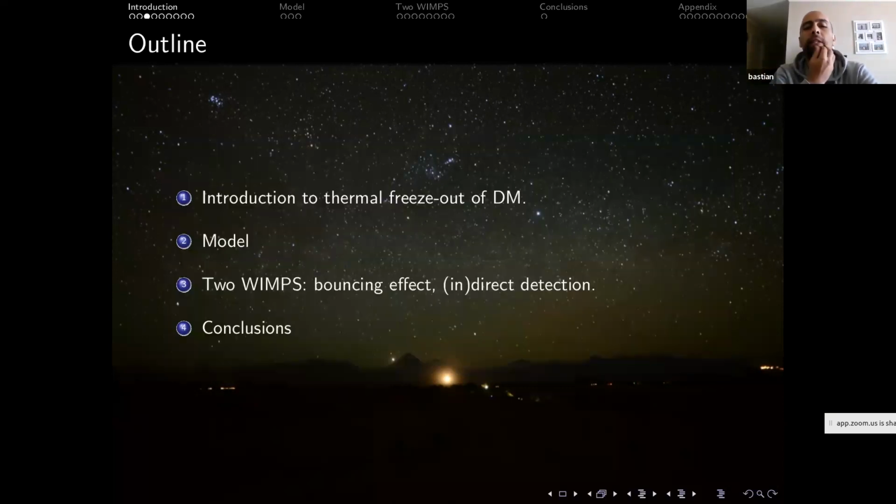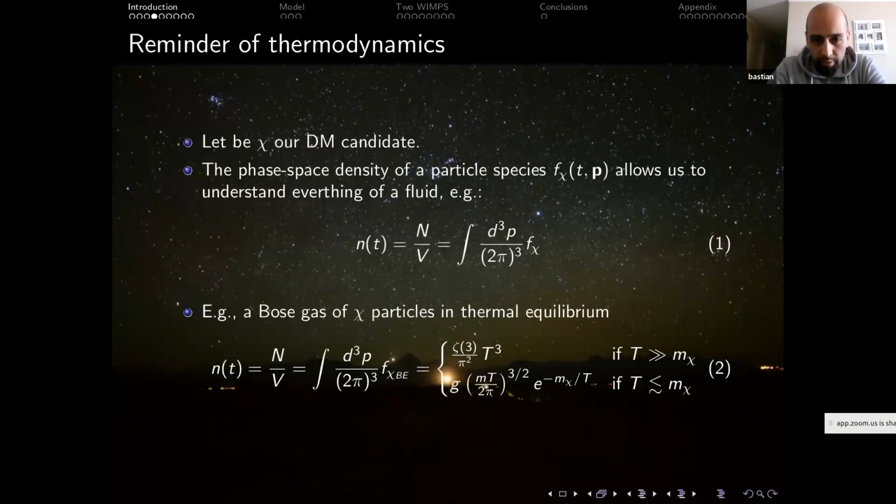So the outline is, I'm going to do a little introduction to the thermal freeze out of dark matter, thermodynamics in particular, and then I'm going to introduce you to the model that we studied, and then the model in the context of thermal freeze out. We are going to see this particular effect that we call the bouncing effect, and then the indirect and direct detection observables of this model. And finally, the conclusions. So next slide, please.